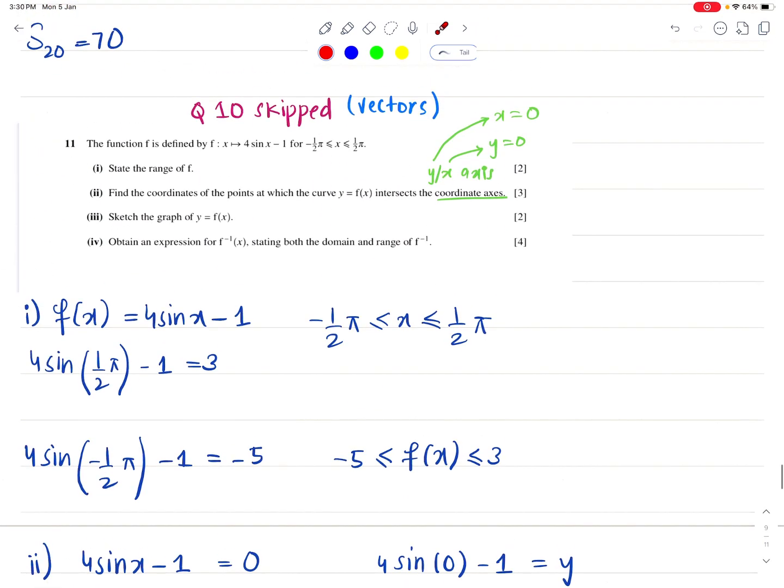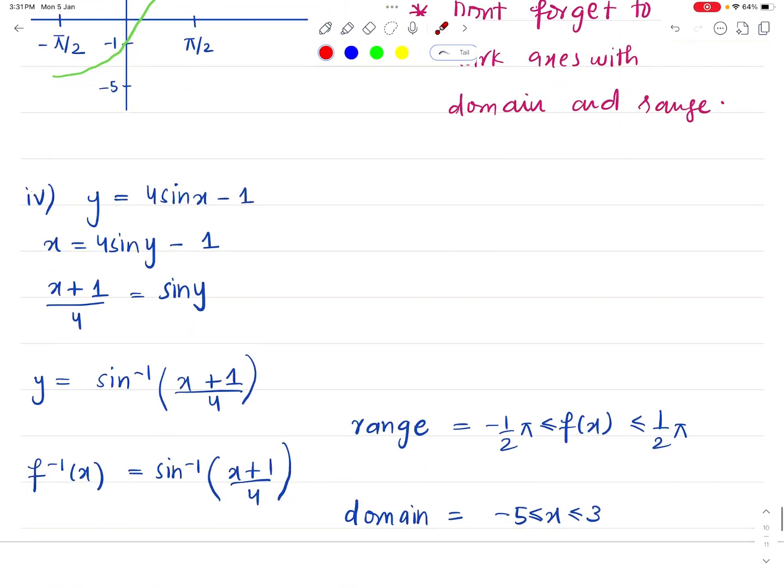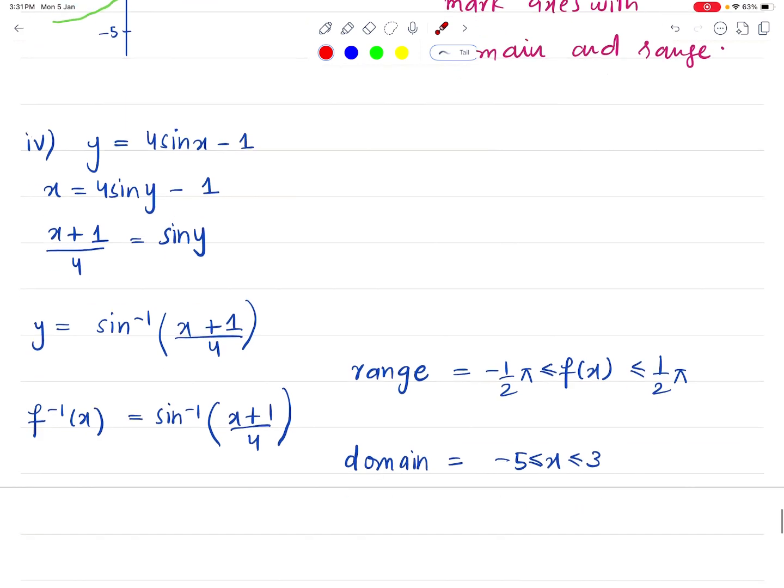Anyways, the last part says obtain an expression for f inverse of x, stating the domain and the range of f inverse. So basically, when you're finding the inverse, you first of all replace the y with the x's and the x's with the y's, which is something I did over here. And after that you have to make y the subject of the formula. So I isolated sine y over here, then I took sine inverse on that side, and y was now the subject of the formula. Then I replaced this with f inverse of x. This gives me the expression for the inverse.